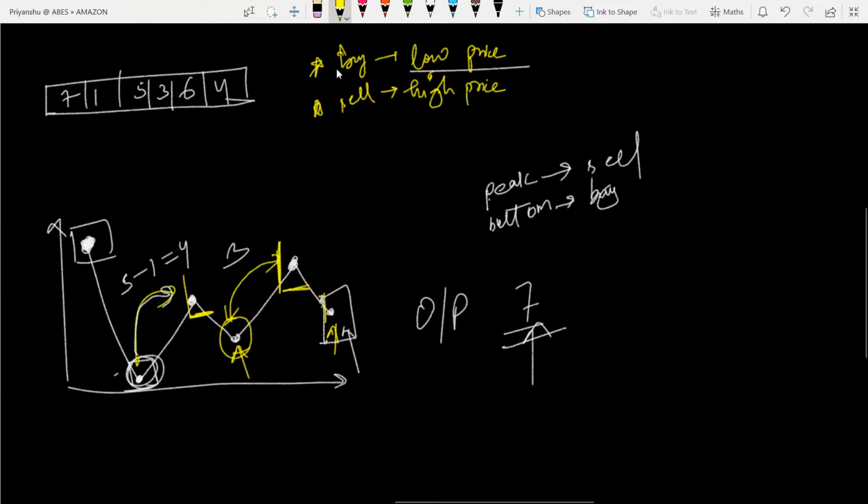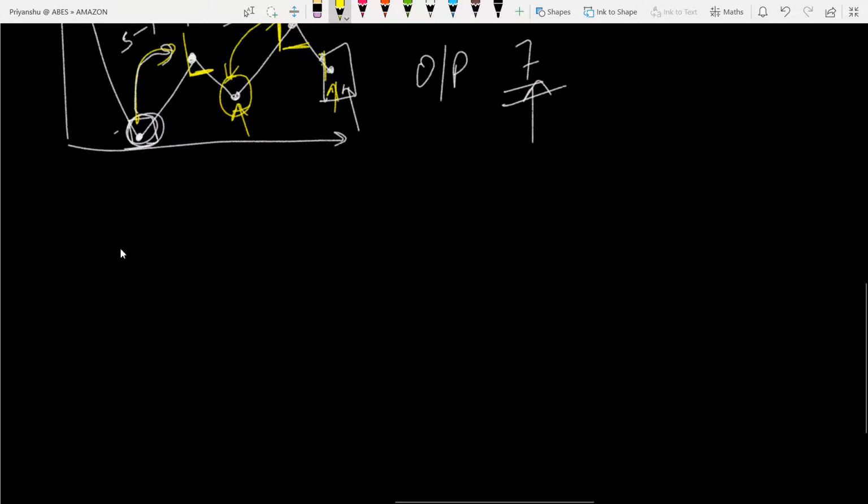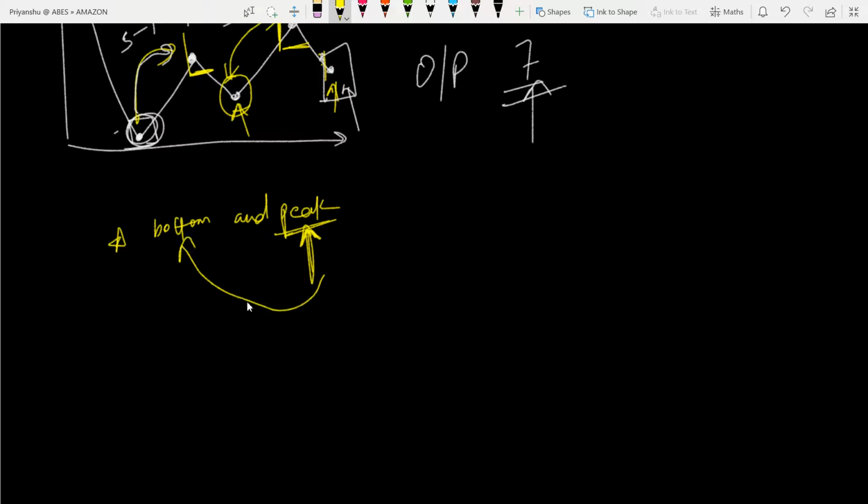Now, let us analyze one more time what we are doing here. We are basically checking for the adjacent bottom and peak points, and we can always get a profit when there is a peak point adjacent to a bottom point. So we are just checking for the nearest bottom and peak points. So let us analyze it for one more test case.